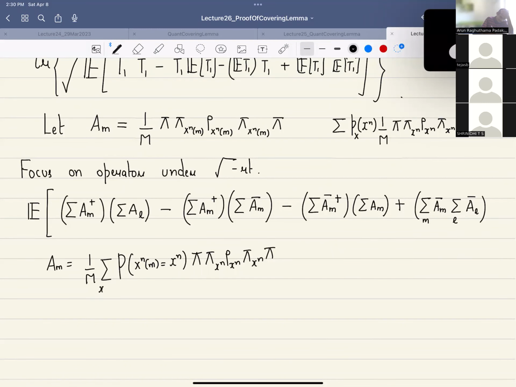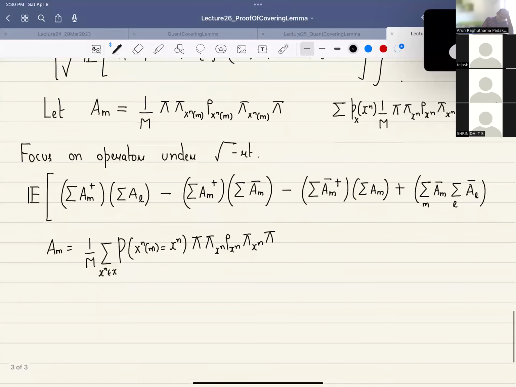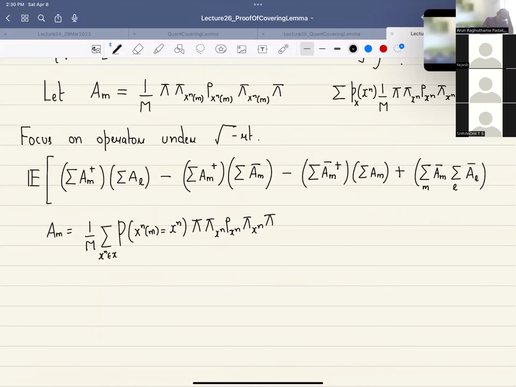Yeah, correct. That's just by the definition of the expected value of A_M. So then it's the probability that capital Xn of m equals little xn, times this whole summation over xn. Oh, that should be A_M bar then. Yeah, you're right, A_M bar. Sorry. But this distribution is identical for any m.